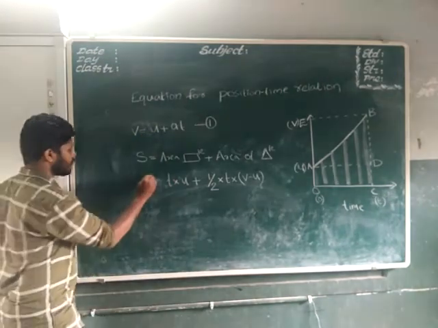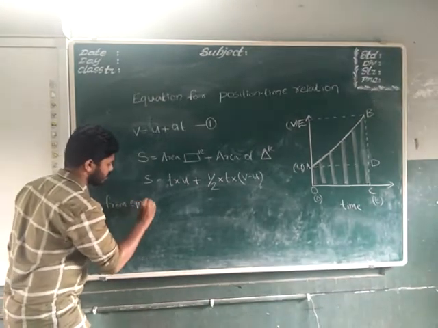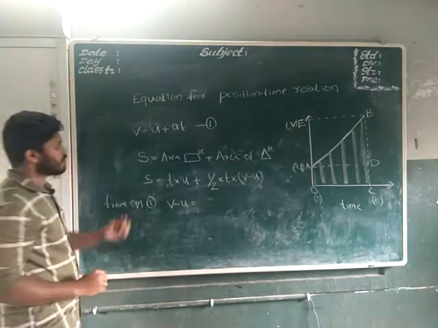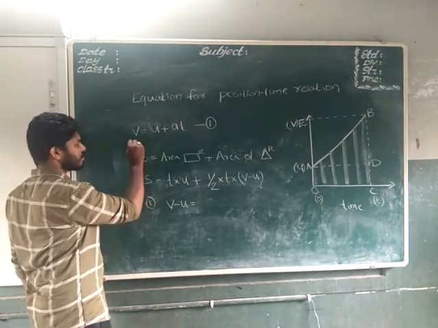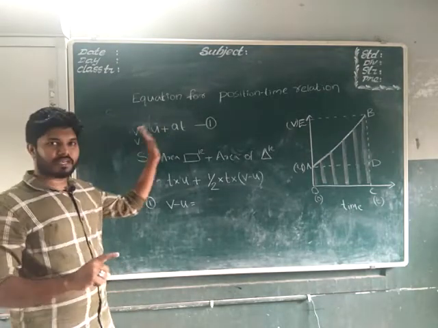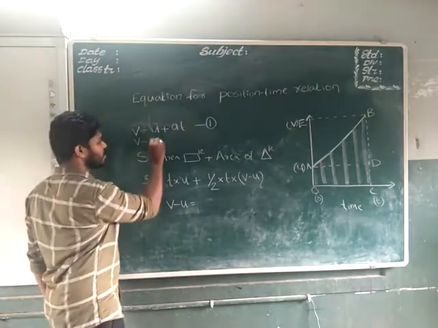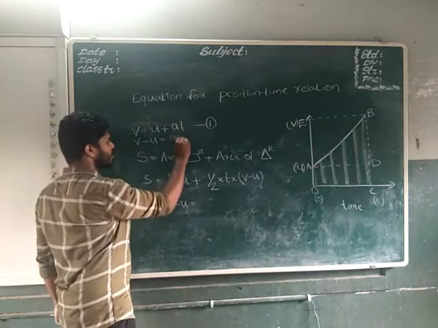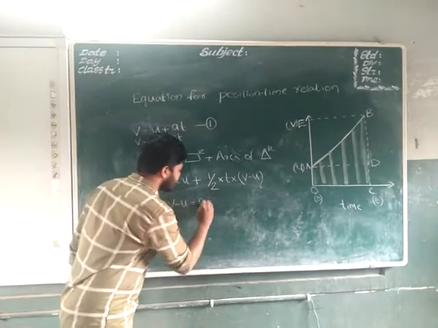So from equation 1, v minus u is equal to, what happens if we take this u to the other side? In the first equation we have v equal to u plus at. What happens if we take this u to the other side? It becomes v minus u. V minus u equal to at. So from the first equation we have v minus u equal to at.